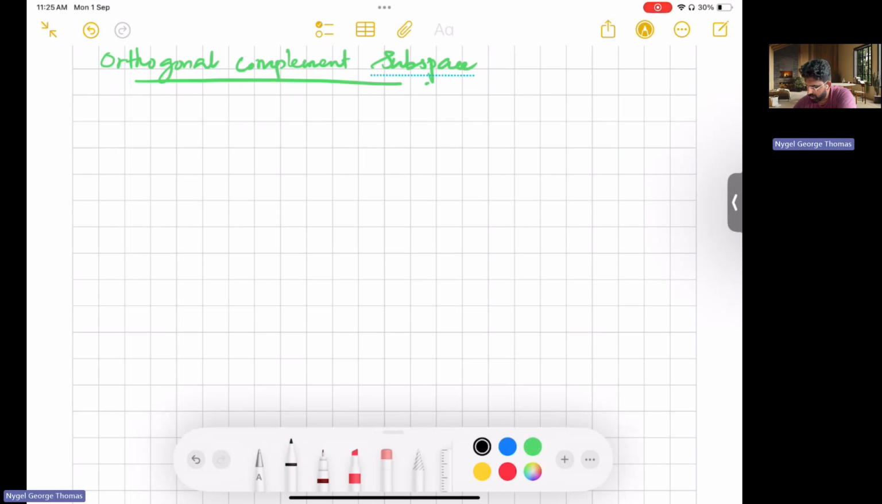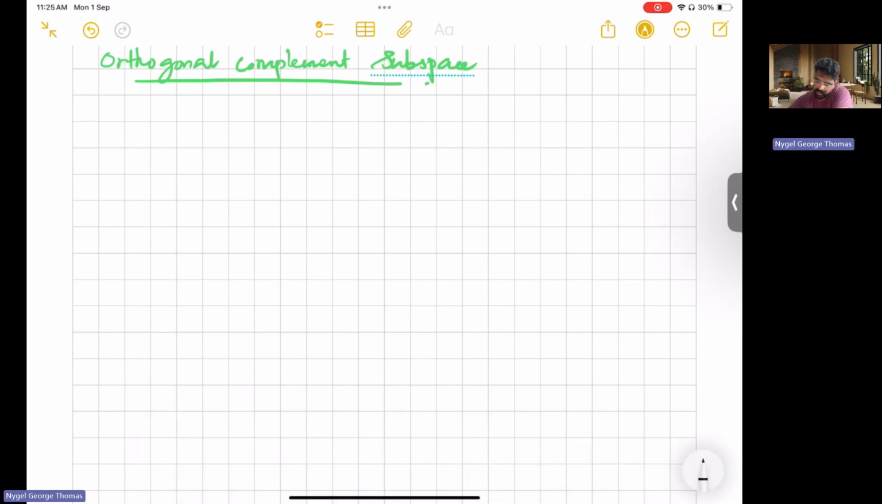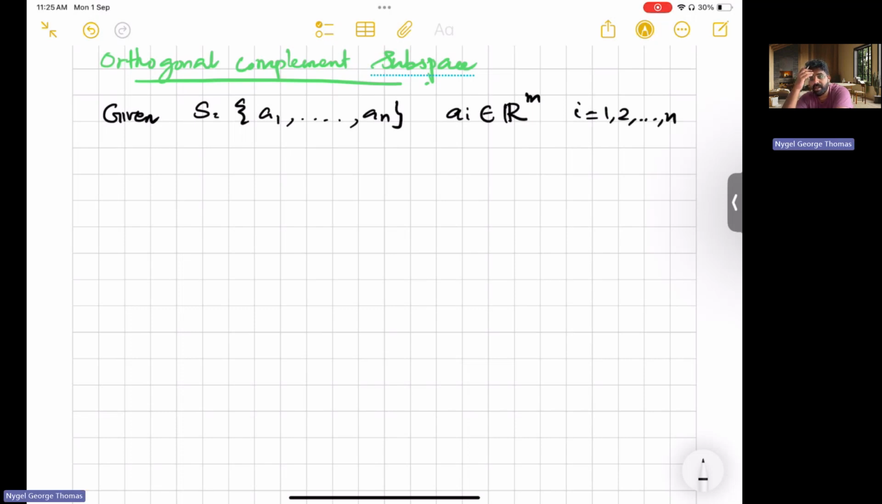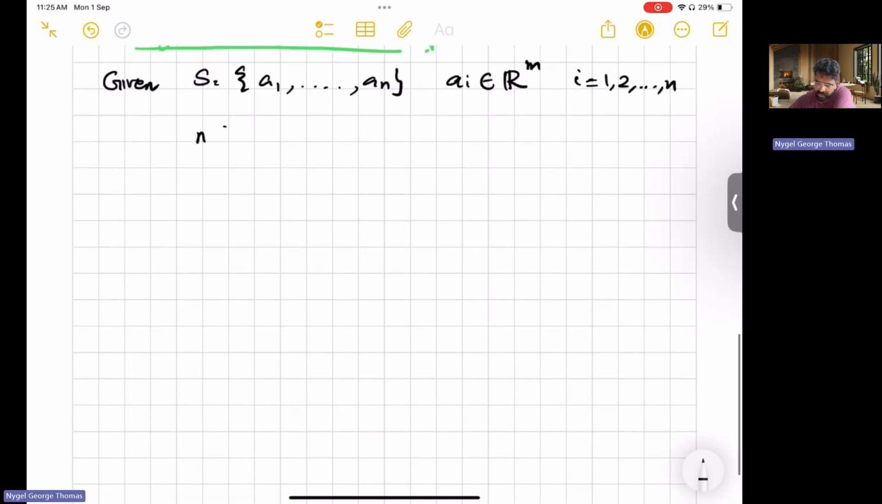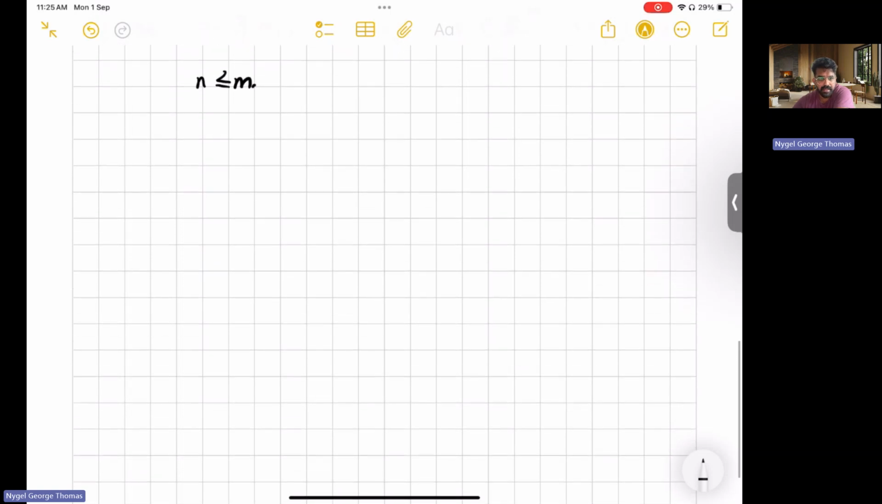So how do you define an orthogonal complement subspace? Given S, we have a set of vectors a_i belonging to Rm, where i ranges from 1 to n. We have n vectors, each of them m-dimensional. Let us assume that n is less than or equal to m for the time being.